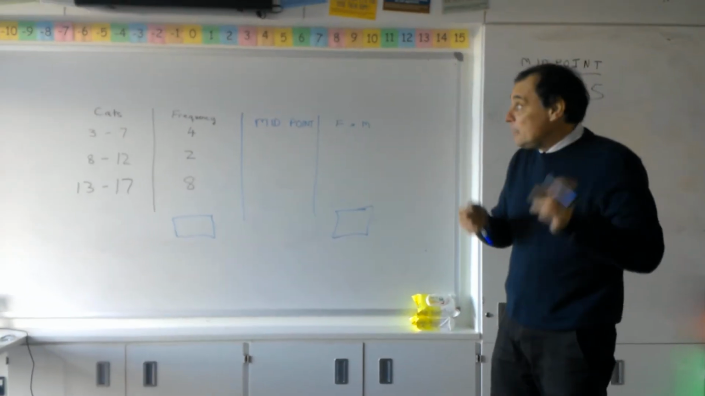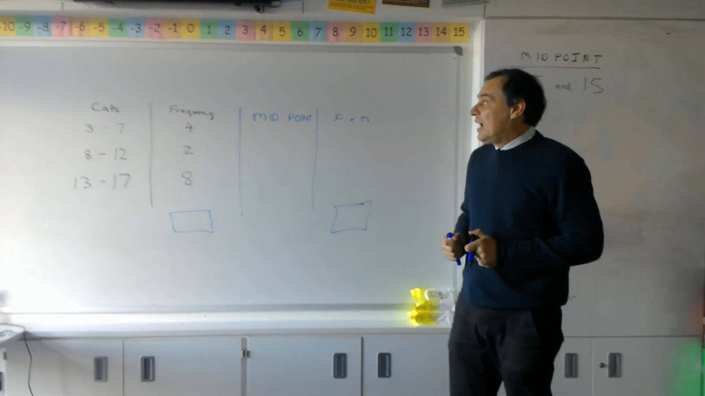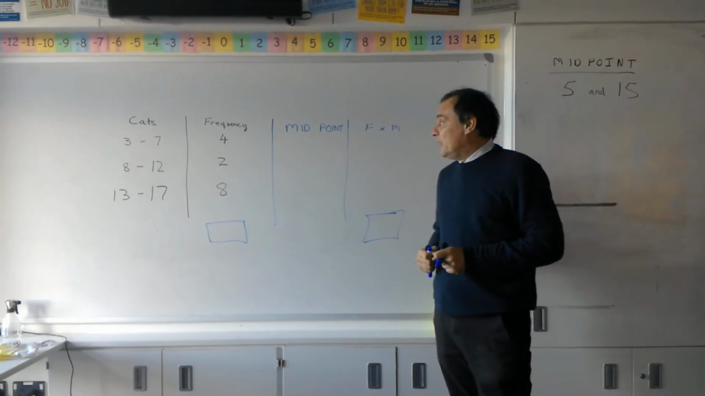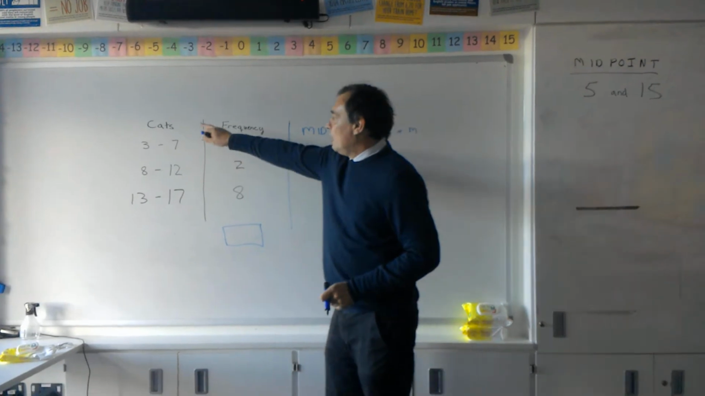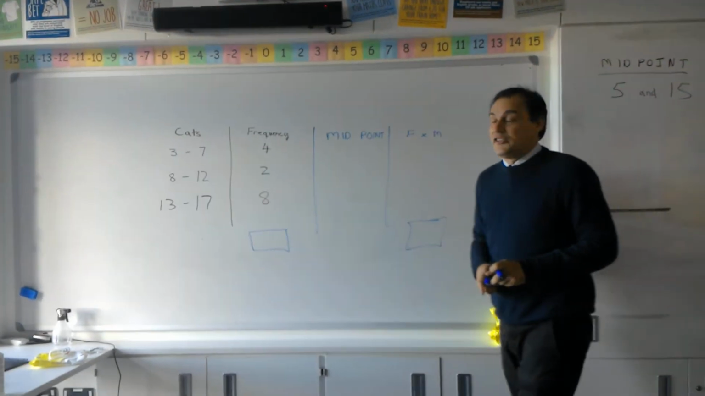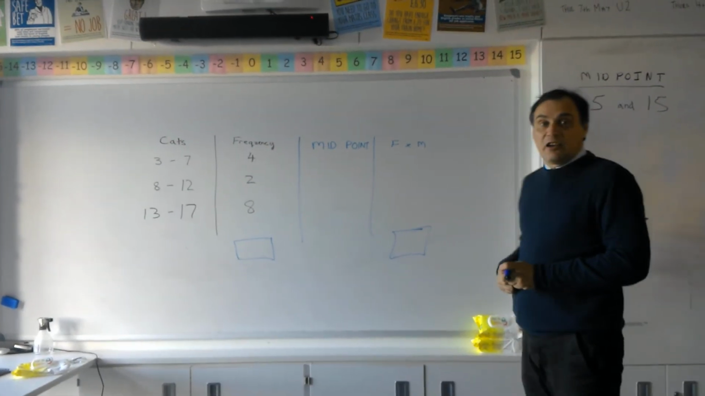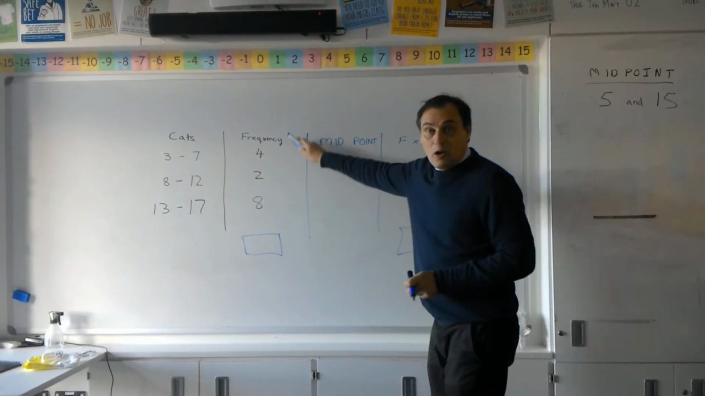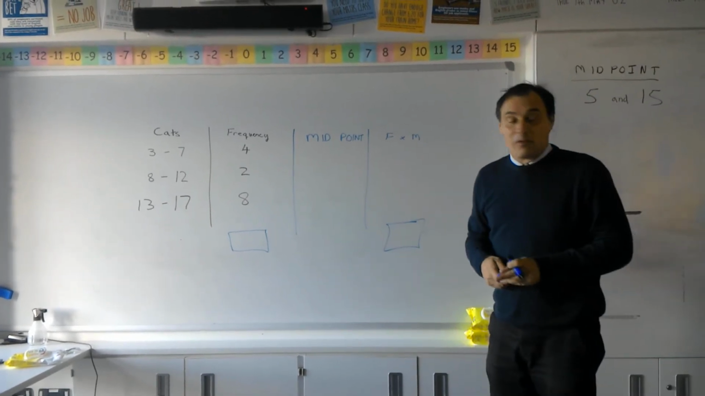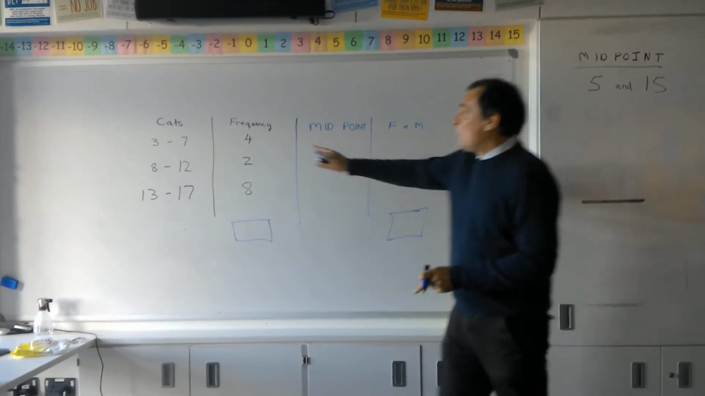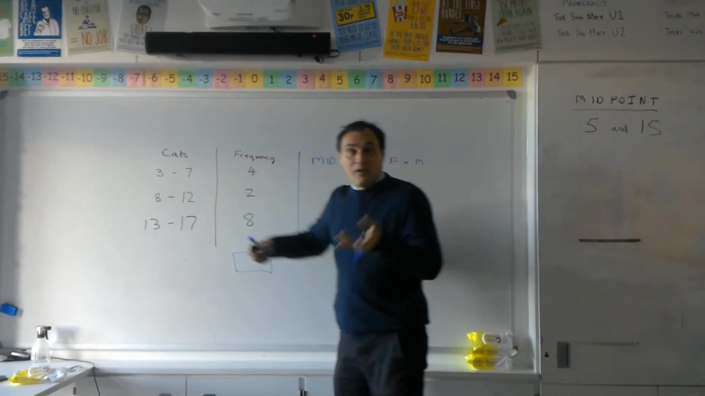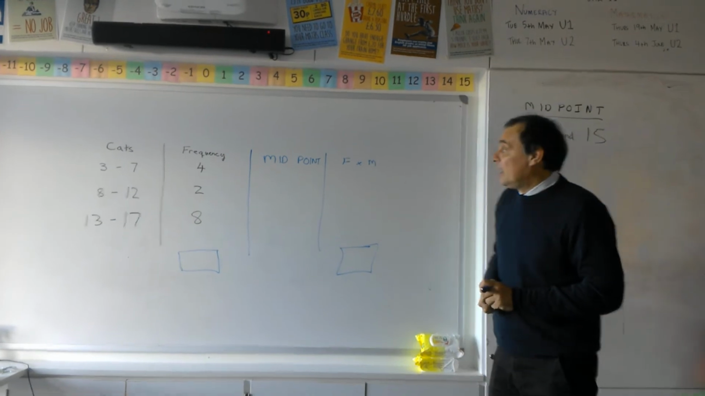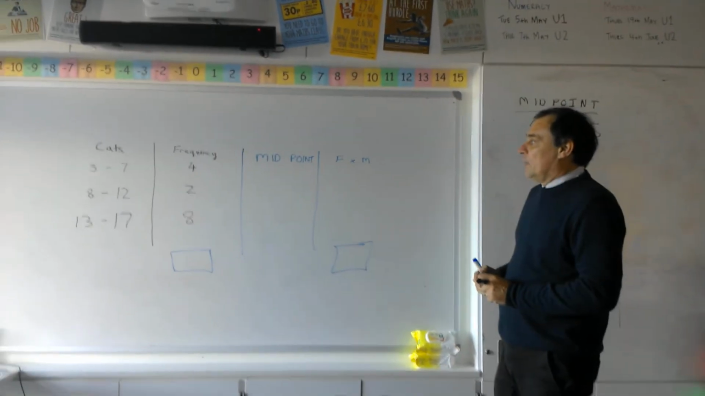So we're going to be looking today at calculating an estimated mean from a table. Here we've got a column which shows the number of cats in a particular street. The frequency column shows how many streets have got that number of cats in the street. So reading it, we've got 4 streets have got households with between 3 and 7 cats in them. Okay, so let's have a look what we do here.